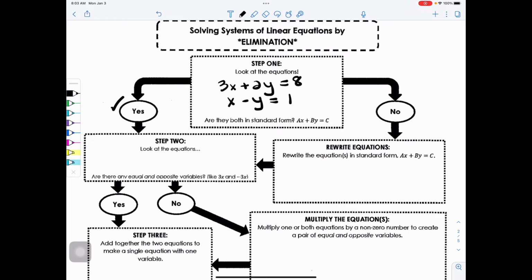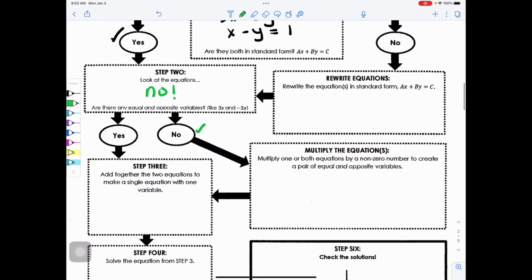It says, look at the equations. Are there any equal and opposite variables, like 3x and negative 3x? So here in this step, we look for opposites. 3x and x are not opposites. 2y and negative 1y are not opposites. So here we're going to put no. We have no opposites, which means we're going to follow this step.